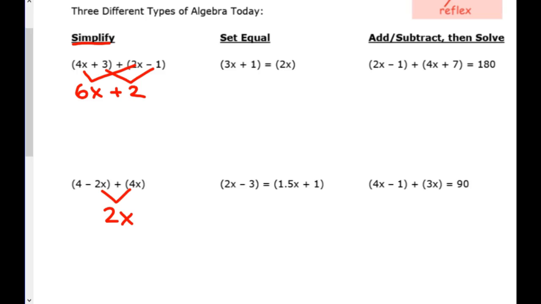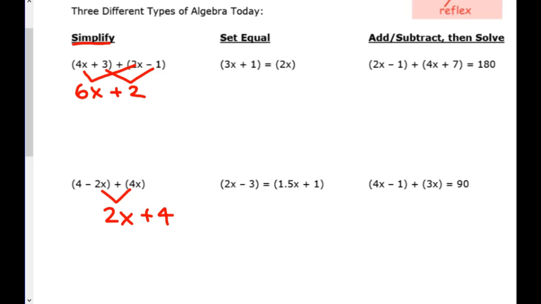Now, that's 2x. When I combined it, I got to bring down this constant, this 4. And usually our constants come after the variable, after x. So I'm going to put plus 4 over here. If you put 4 plus 2x, it's not wrong. It's just that there's an order that usually happens: ascending powers.